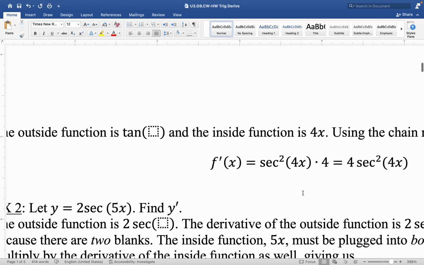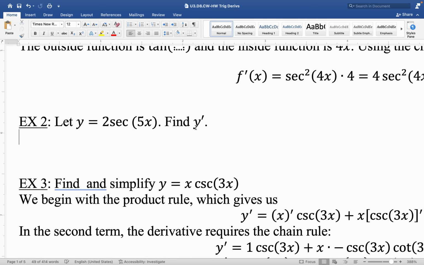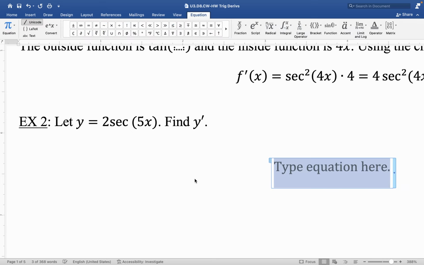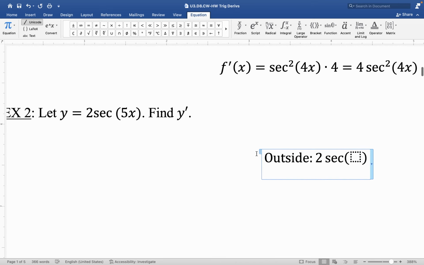Let's now look at a more complicated one. So let's have a look at, I'm going to delete these because these are the notes that I'm just about to type in front of you. So let's have a look at this function. We'd like to find the derivative of 2 secant of 5x. So I hope you agree that, again, this is a composition. The outside function is really, so let me just write it, the outside function is really 2 secant blank. I hope that you can see that the outside function is 2 secant blank and the inside is 5x.